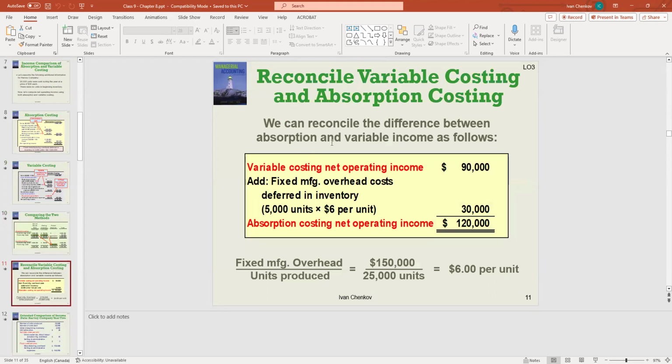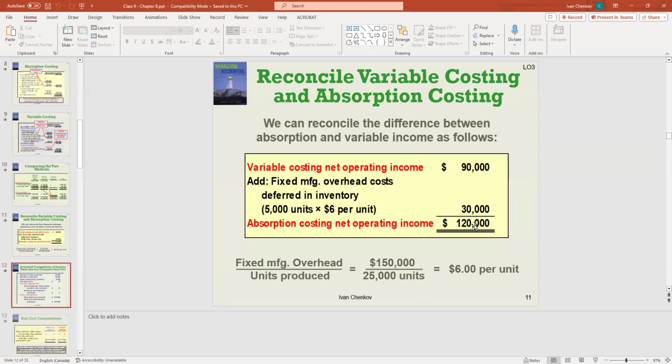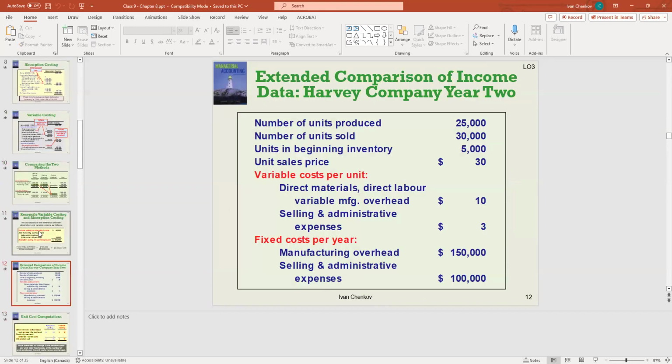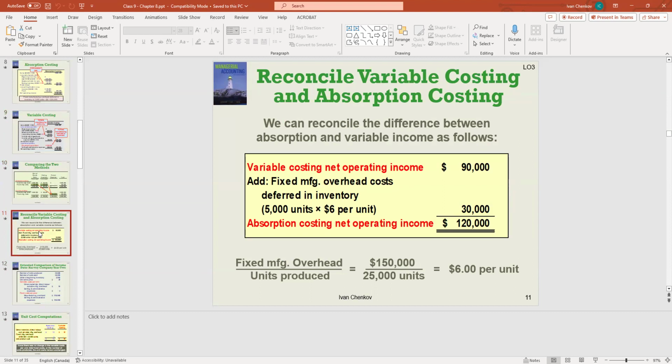Another way we can see it is the variable costing operating income, 90,000. Once we add the deferred inventory, the inventory that we're holding, $6 per unit over 5,000 units, 30,000, it gives us the operating income under absorption costing. This is the first year, when we're starting with a zero balance, producing 25, selling 20. Let's see the second year.